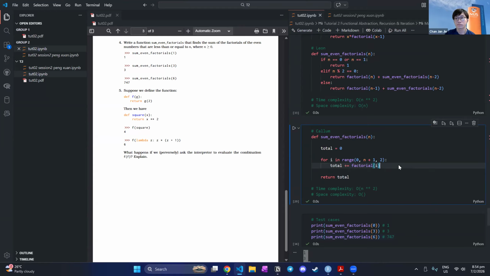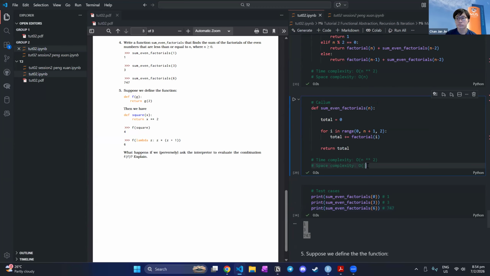oh yeah, sorry, okay. So 0 plus 2 plus 4 plus up to n will give you roughly a time complexity of O(n) squared, right? Yep, because you're doing factorial 0 plus factorial 2 plus factorial 4 all the way to factorial n. So I think that gives you O(n) squared.